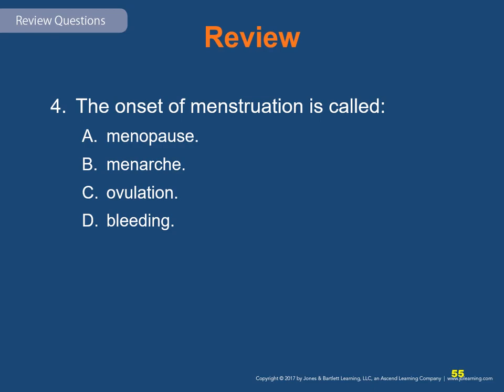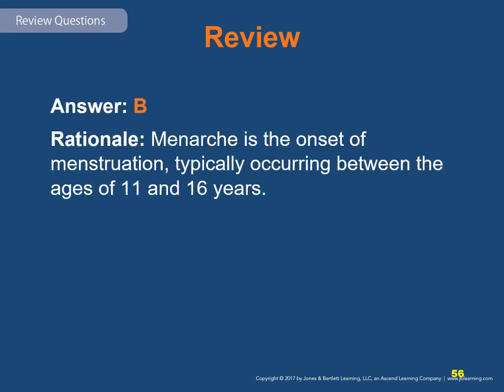Review question 4. The onset of menstruation is called A. Menopause, B. Menarche, C. Ovulation, D. Bleeding. The correct answer is B. Menarche is the onset of menstruation, typically occurring between ages 11 and 16.